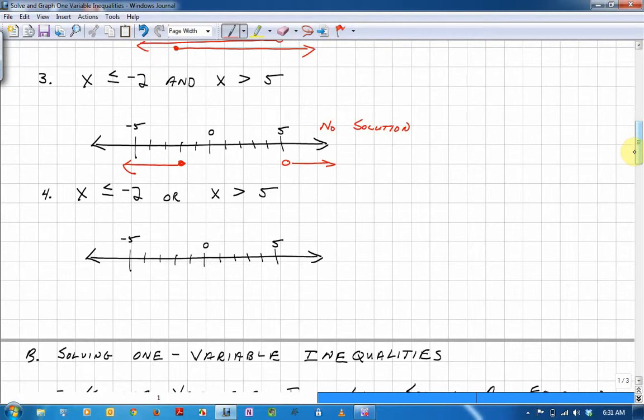And for the last example, we have x is less than or equal to negative 2. That would be a closed dot going this way to the left. x greater than 5 is an open dot going to the right. And now it's the combination of the two. So it would be all the solutions of the one line and all the solutions of the other line. So the actual answer on the number line would look like that.